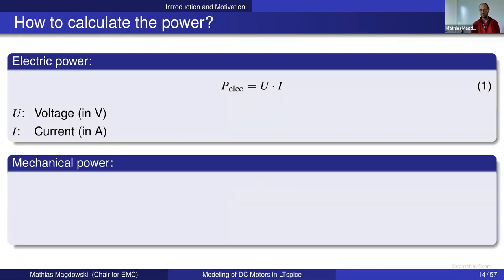Okay, so next question is how to calculate mechanical power. So I would write this equation like this. What does the omega mean? This is the angular speed, exactly.